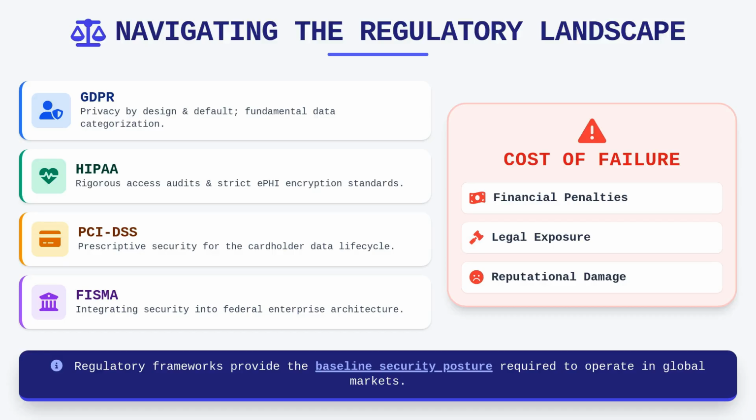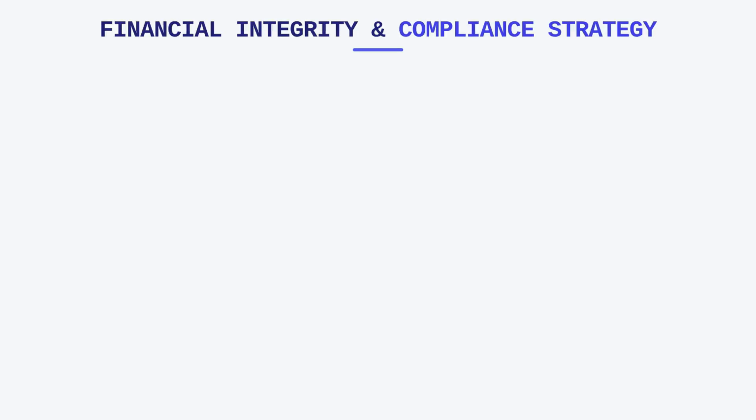Meanwhile, the Federal Information Security Management Act, or FISMA, forces federal agencies to integrate security into their capital planning and enterprise architecture processes. Failure to comply with these standards does not just result in technical debt. It leads to massive financial penalties, legal exposure, and irreparable reputational damage. Beyond these specific mandates, the Sarbanes-Oxley Act, or SOX, plays a critical role in financial integrity by requiring internal control for financial reporting to prevent accounting fraud.